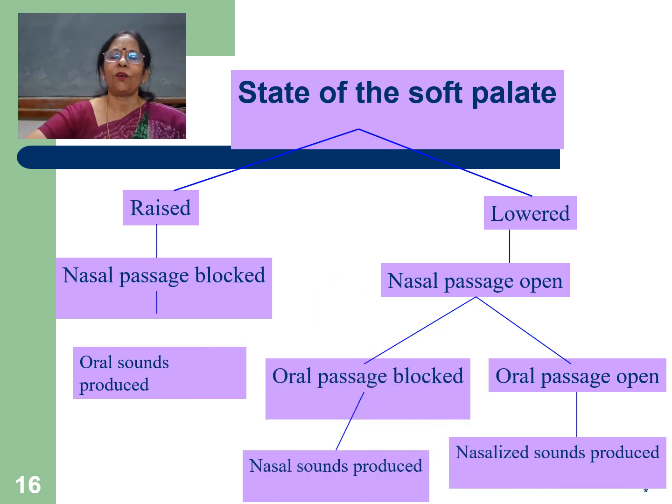The state of the soft palate decides whether the oral sound will be produced or the nasal or nasalized sounds will be produced. As you can see through this tree diagram, when the velum or the soft palate is raised, the nasal passage is blocked, and oral sounds are produced. But when the soft palate is lowered, the nasal passage is open. There are two conditions: oral passage is blocked, nasal sounds are produced, or oral passage is open and nasalized sounds are produced.